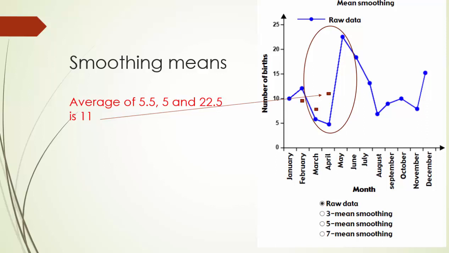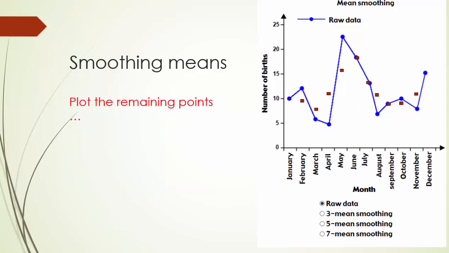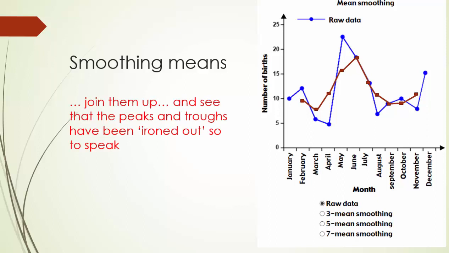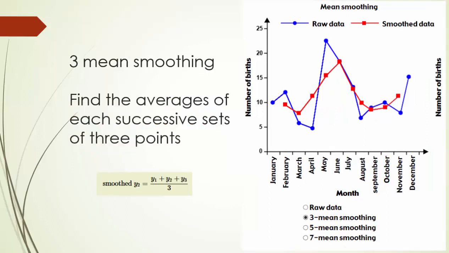And there we go. We're starting to see the underlying pattern using 3 mean smoothing. And there's the rest of the data points. A bit flatter, taken out the big bumps, big peaks and big troughs. The data has been ironed out, so to speak. If you join the dots up, that's what you get. And if you want to look at the original, there we go. It's also got on the screen the mathematics, if you like. The smooth value for y2 is y1 plus y2 plus y3. Add it all up, divide by 3.